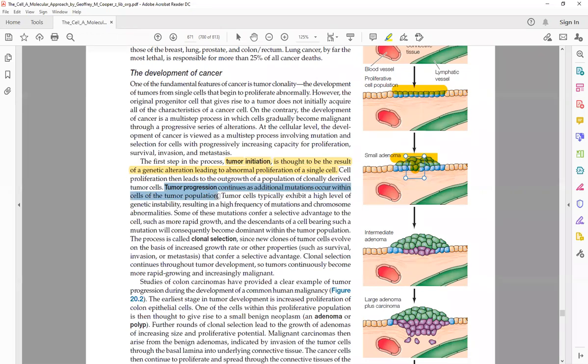Within the total tumor population, the cells that have been produced by the mutation undergo further mutation. Further mutations are added up, and tumor progression continues as additional mutations occur within cells of the tumor population. So additional mutations are being caused, and these are being added up.